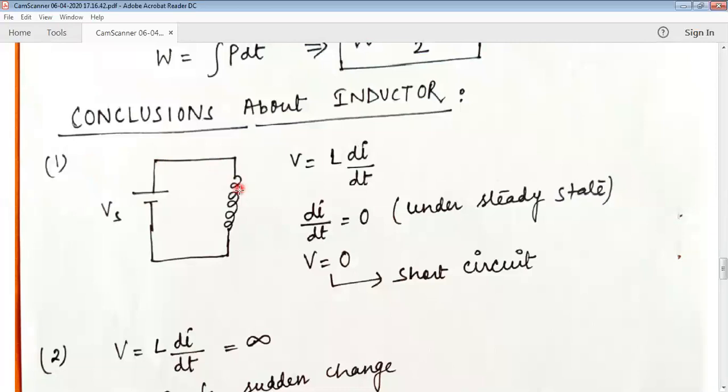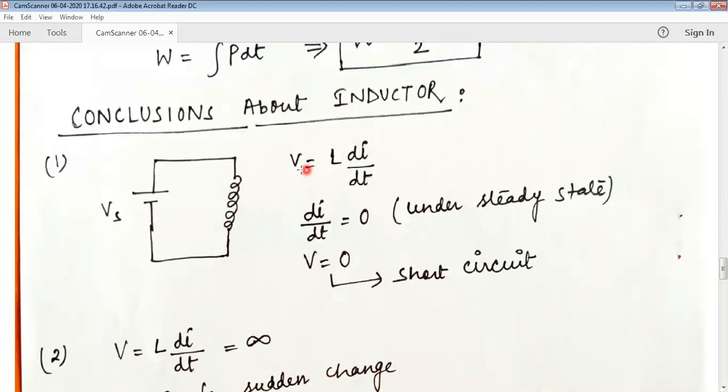How? Let's say I have taken this inductor here and one supply voltage, and that supply voltage has a value of Vs, and it is a DC supply. It is not changing. If it is not changing, then the current produced here will also be constant, and then no rate of change of flux will be there. If no rate of change of flux, then no voltage will be there. If no voltage is there, then the inductor will act as a short circuit ideally.